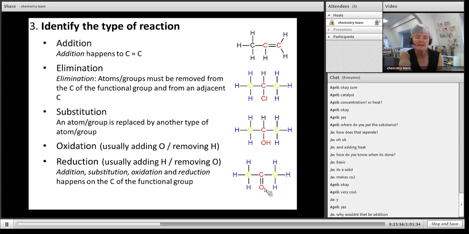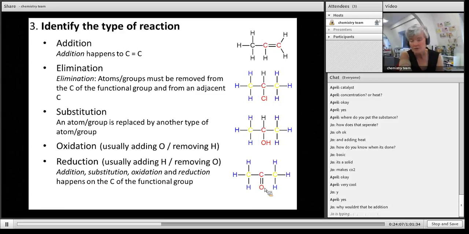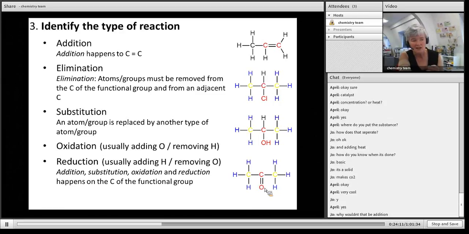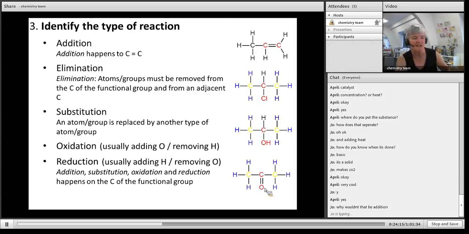We'd first say it's a reduction reaction rather than addition, but in a way it's an addition too. And an oxidation can also be an addition reaction. So oxidation and reduction sort of tend to overlap addition and elimination. And as I say, we'll show you some examples.